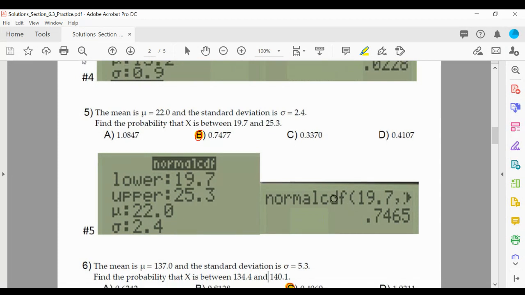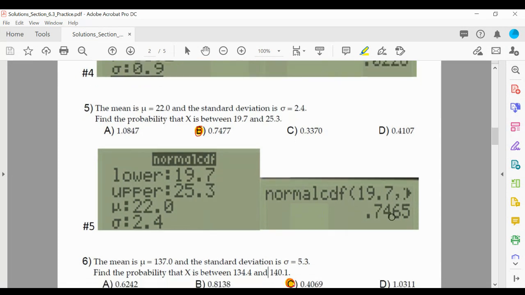And notice a little discrepancy here. Your calculator gives you 0.7465. It couldn't be number one because probabilities or areas can't be bigger than one. You know it's not letter A. And there's nothing even close to 0.7465. This is the closest.